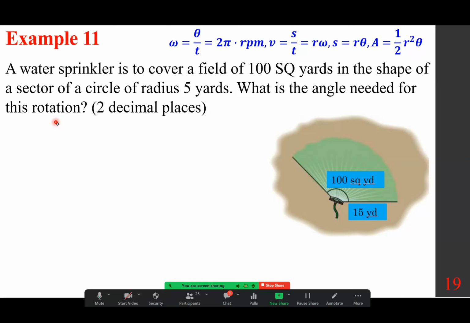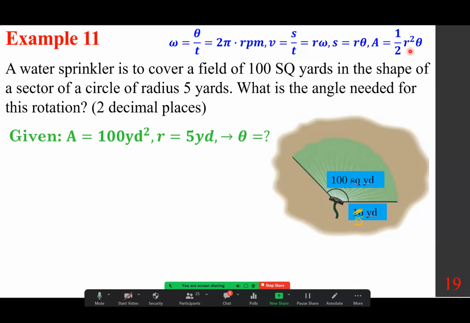The area of a sector, which is half of r squared theta, is given as 100 yards squared. Radius is 5 yards. The angle theta is missing. Now, let me just quickly change this to 5, okay? It's 5 yards.